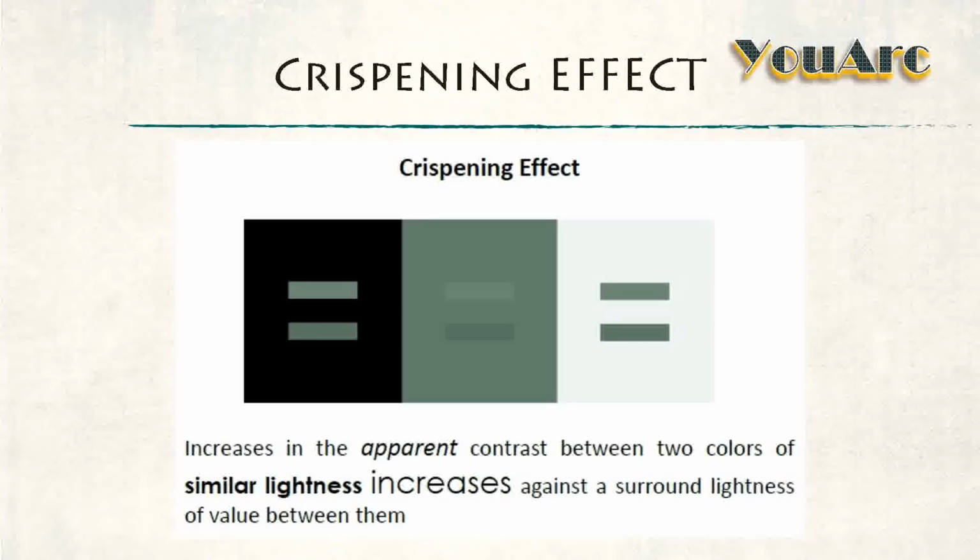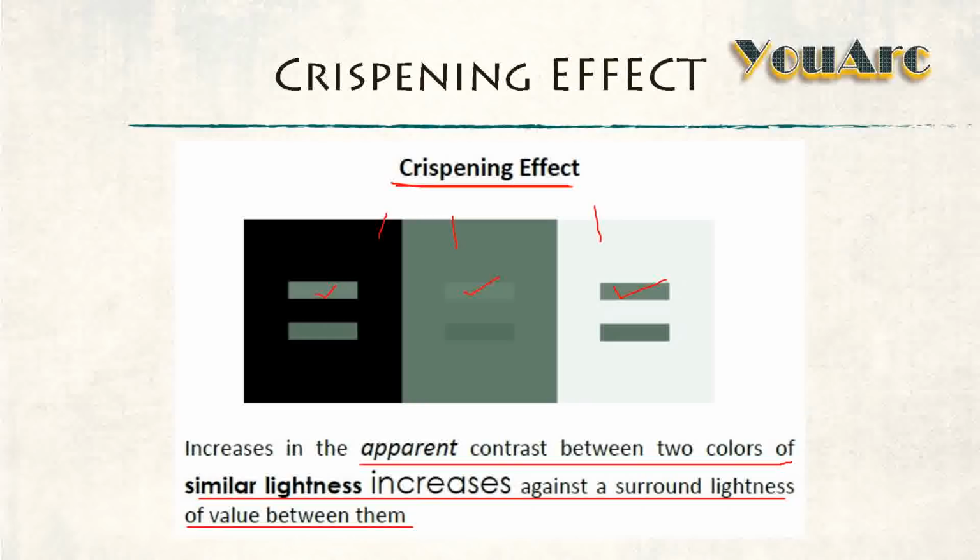The increase in apparent contrast between two colors of similar lightness increases against a background lightness value between them, which means these particular colors are very similar, but the effect depends on the background color contrast. This particular effect is called crispening color. So can we see the difference in this image when the background changes, right?